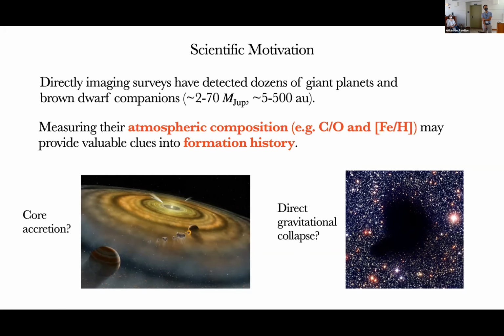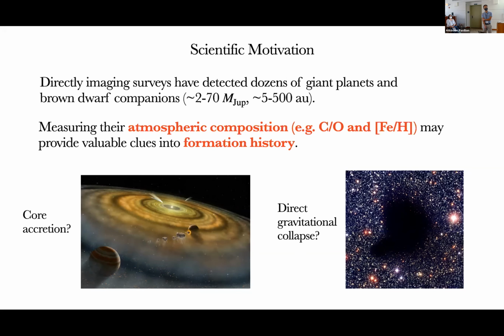HD 4747b is a very special target because we have decades of monitoring with Keck high-res, as well as years of NIRC2 imaging for it. So combining these data as well as accelerations from the Gaia and Hipparcos astrometry missions, I was able to get a very precise dynamical mass for the object, as well as its orbit.